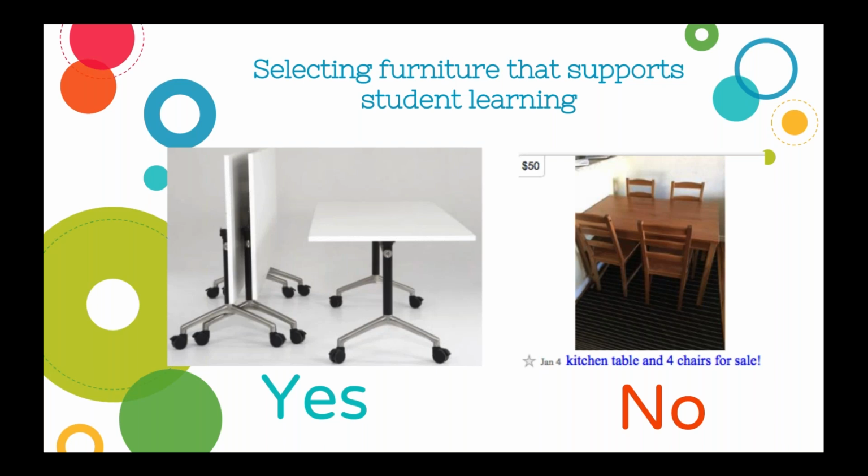The table on the right, obviously, again, is from a Craigslist ad that I had, and although there might not be anything wrong with this table and chair set, this is not made for educational purposes. Those chairs are not going to last very long because of the way that they're manufactured. They don't have a lot of support in them. And the table, we don't know where it's been. We're not sure what kind of material it's made out of.